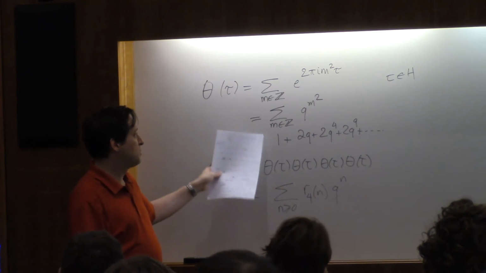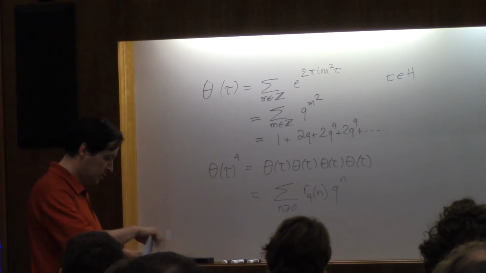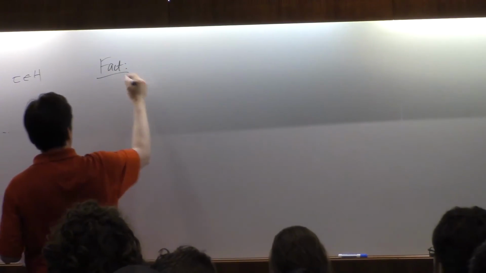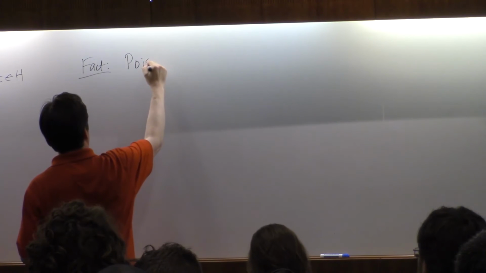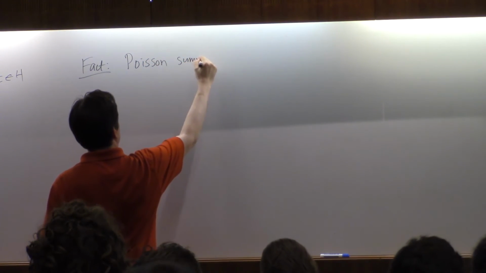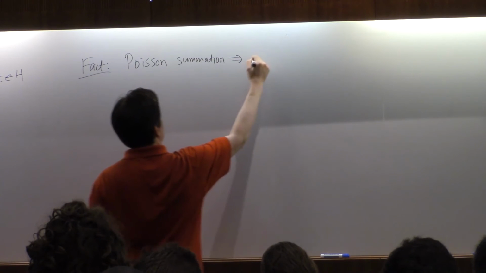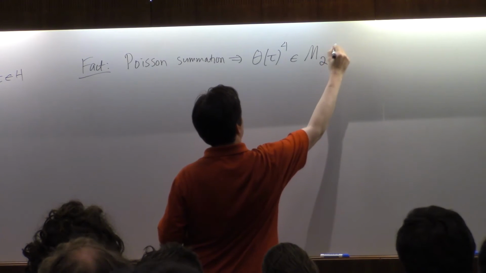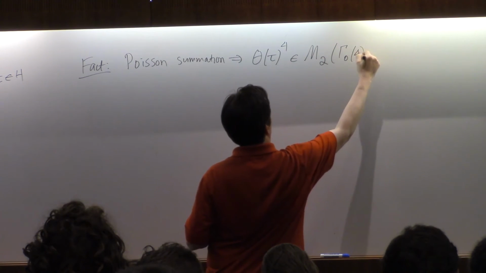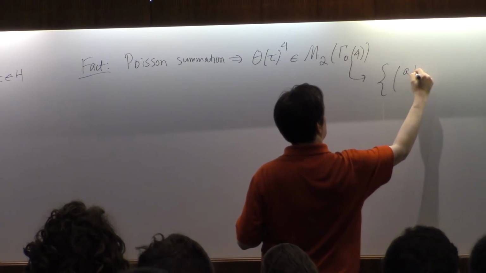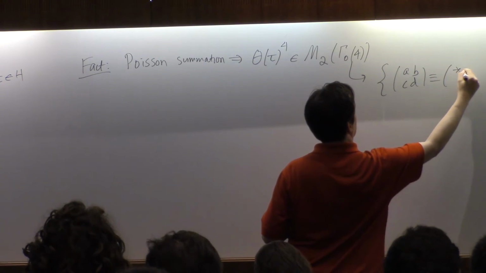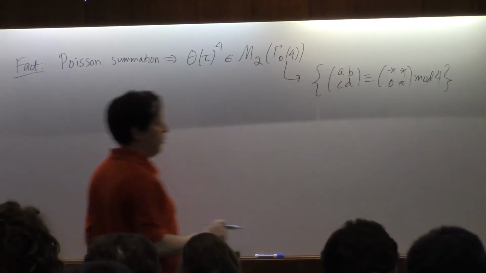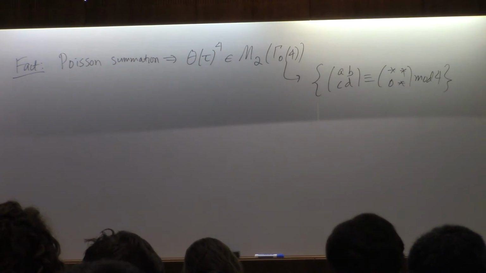So we pull it back to make it a function of a complex variable, and then it turns out, in fact, based on Poisson summation, maybe I'll just write that here, one can show that the 4th power of this guy is a modular form of weight 2 for the group gamma 0 of 4. So these are the matrices in SL2Z whose lower left entry is divisible by 4, and the other stuff can be whatever you want.